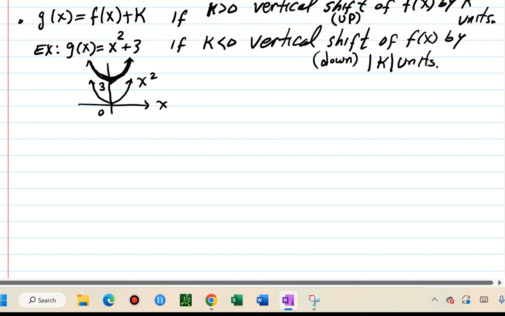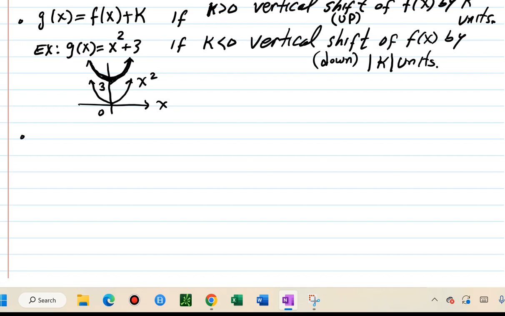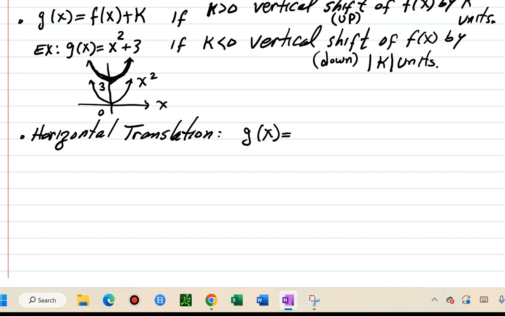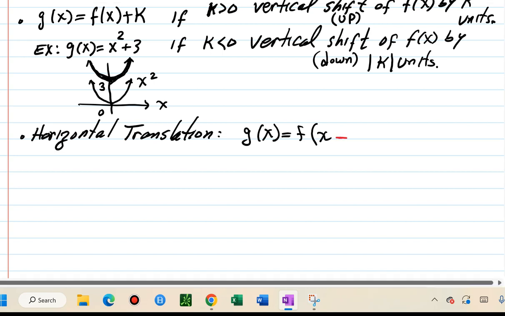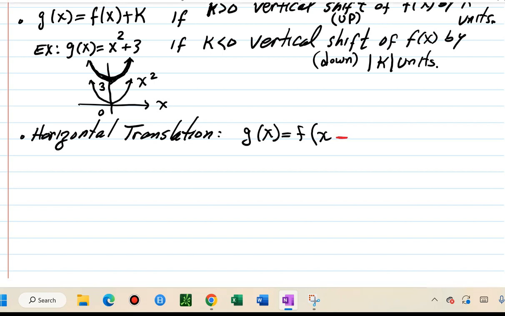Now, so this is vertical translation. Let's look at now horizontal translation. When you translate something, you move it. You move it up or down, right or left. That's the translation. Okay. Let's take a look at this time the translation of f of x in the form of f of x, and I'm going to go minus a number h.